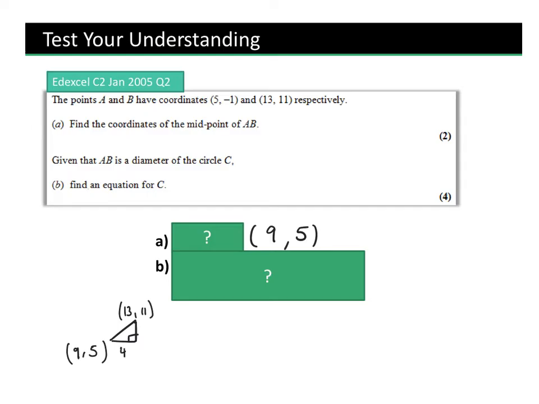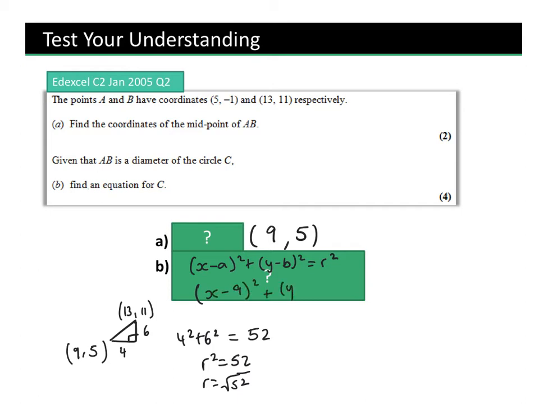Between 9 and 13 is 4, 5 and 11 is 6. So I'm going to have 4 squared plus 6 squared equals 16 plus 36, which is 52. So my r squared equals 52. Now you don't even have to square root r really here if you don't want to. You can say r is root 52. But we know the equation of a circle is x minus a squared plus y minus b squared equals r squared. So we're going to have x minus 9 squared plus y minus 5 squared equals 52. And that took a grand total of 1 minute 30 seconds.